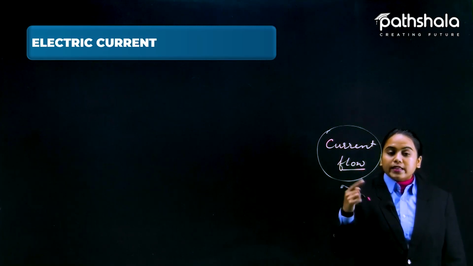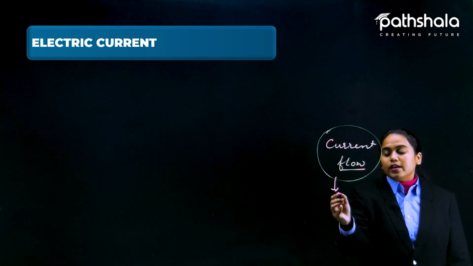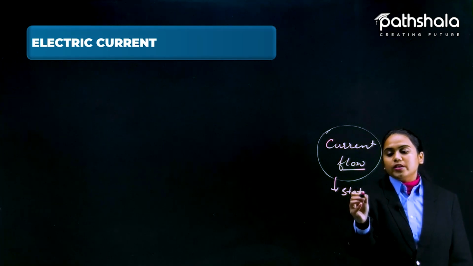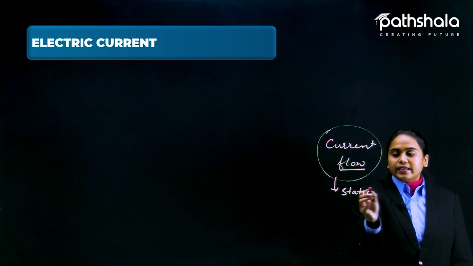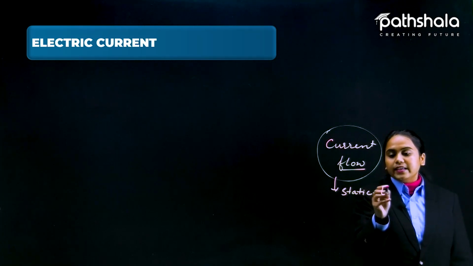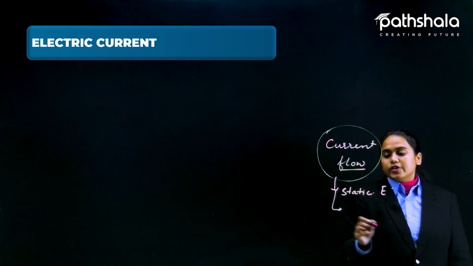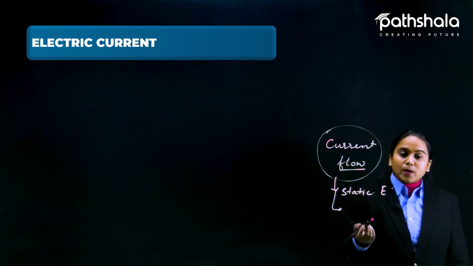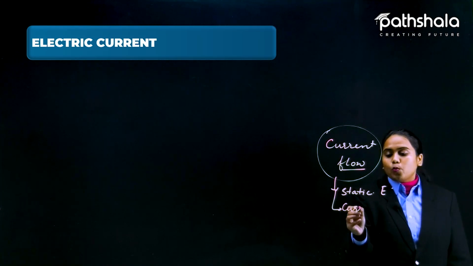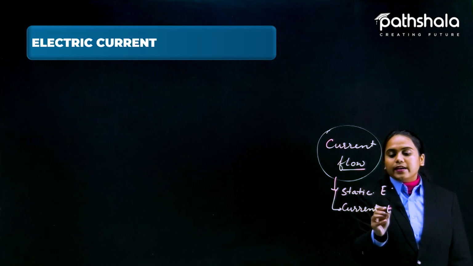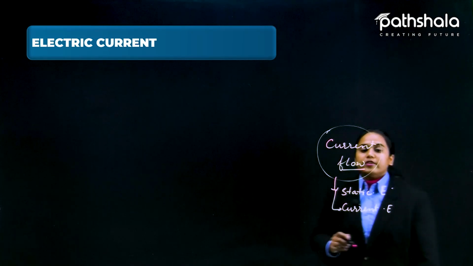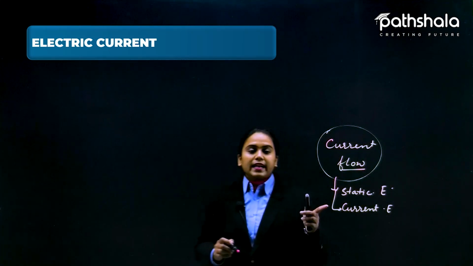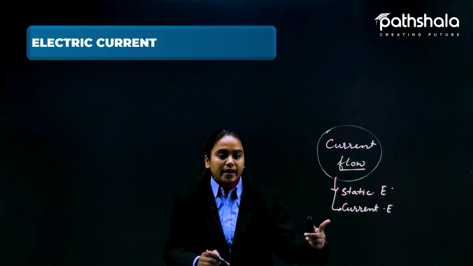The name suggests that the charged particles could be in a static position, which generates static electricity, and the other condition could be that the charged particles are in motion, which we call current electricity. So there are two kinds of electricity: one is static electricity and another is current electricity.